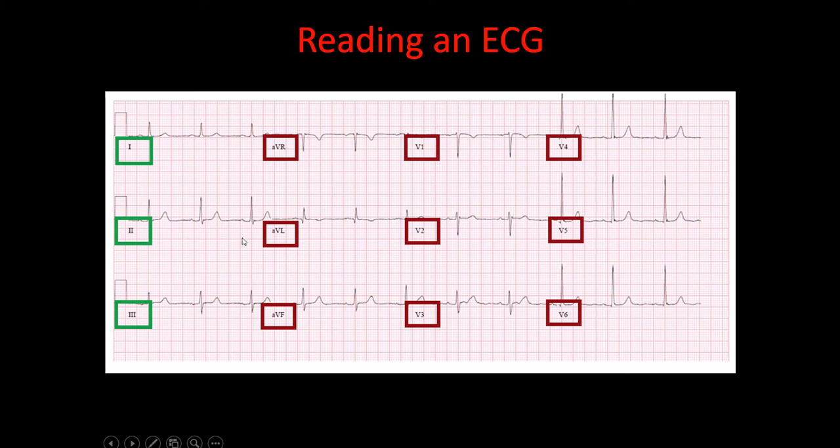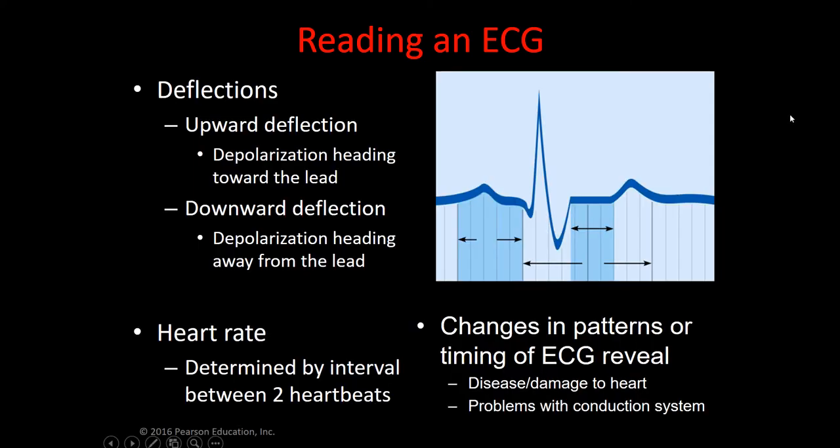You'll notice that at some points the waveform is up, and this wave here is the same wave as this wave here. The waveform is heading down because the leads are looking at different parts of the heart. The depolarization signal may be heading towards the lead or away from the lead, towards the part of the heart that the lead is looking at versus traveling away from the part of the heart the lead is looking at. And that's what then determines whether the wave is up or down.